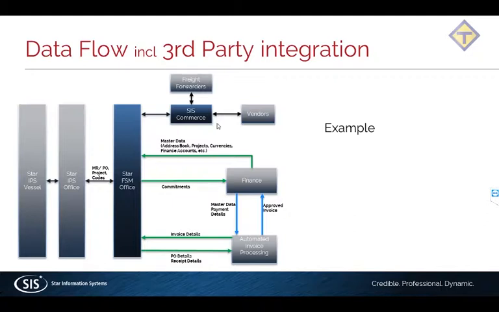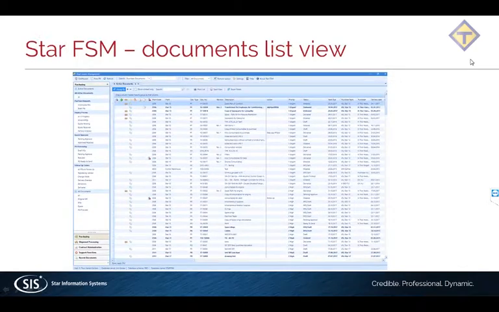And of course, you can grab some master data from financial systems like the address book, that's the vendor's address, project currency and financial accounts, and you can import that to FSM. You can export that to IPS as well. Perfect.